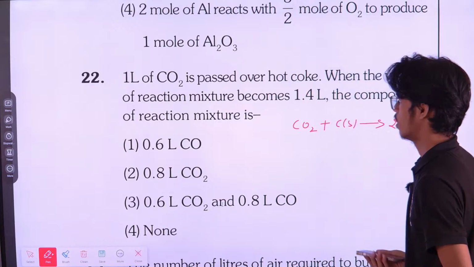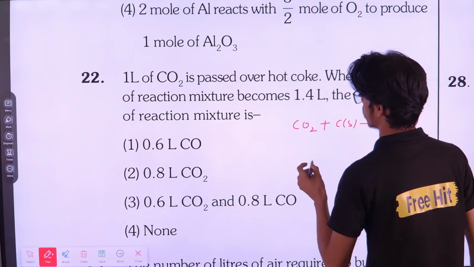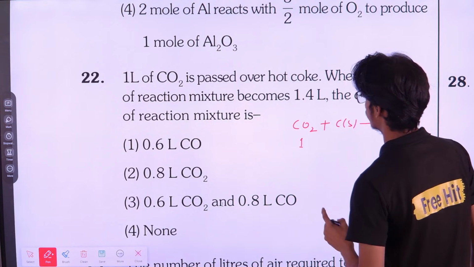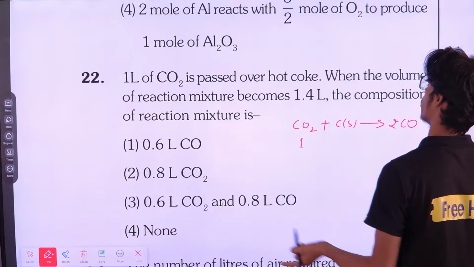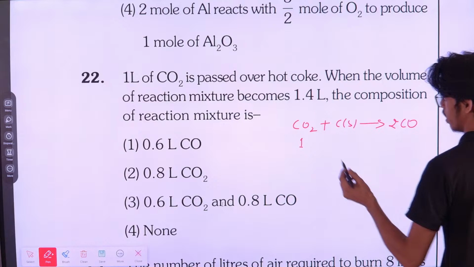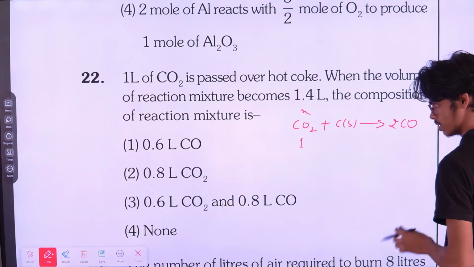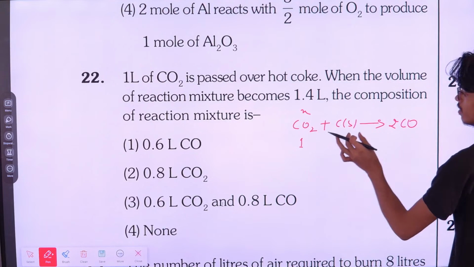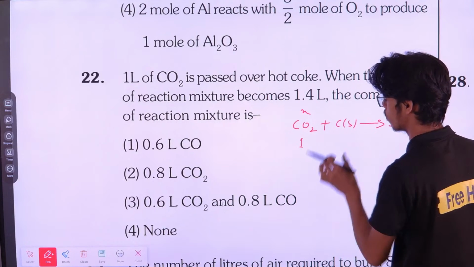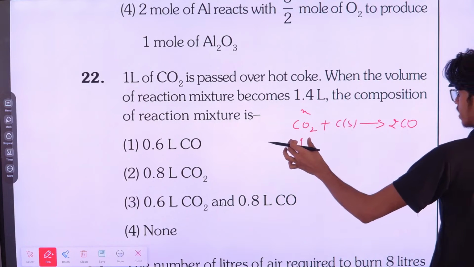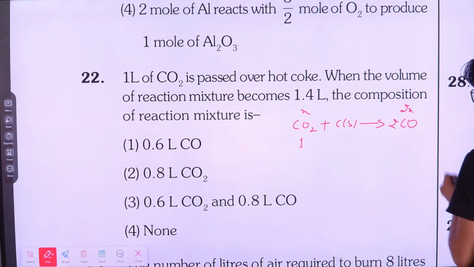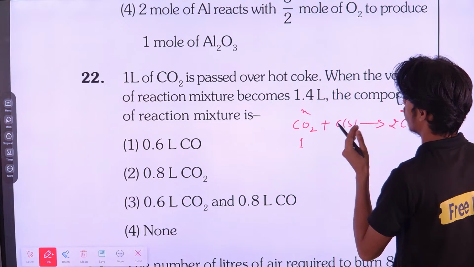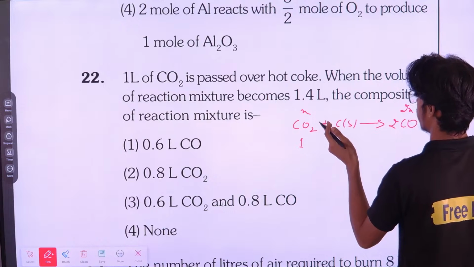Now 1 liter of CO2 is passed over the hot coke, when the volume of the reaction mixture becomes 1.4 liter. Suppose X liter of carbon dioxide has reacted. Carbon is solid, so it doesn't have any volume. You don't have to take its volume. It means if X reacts, 2X will be formed.